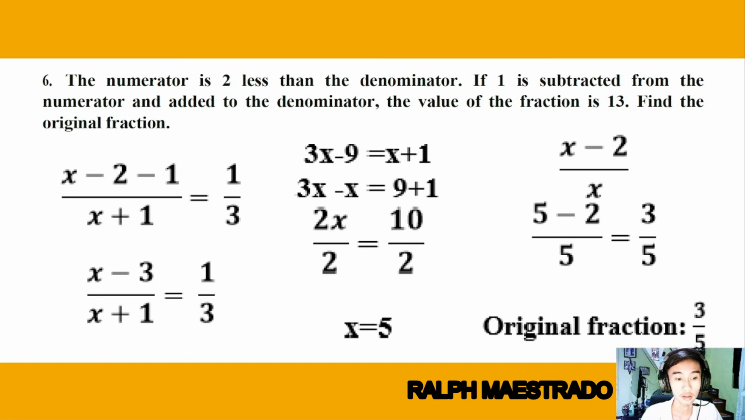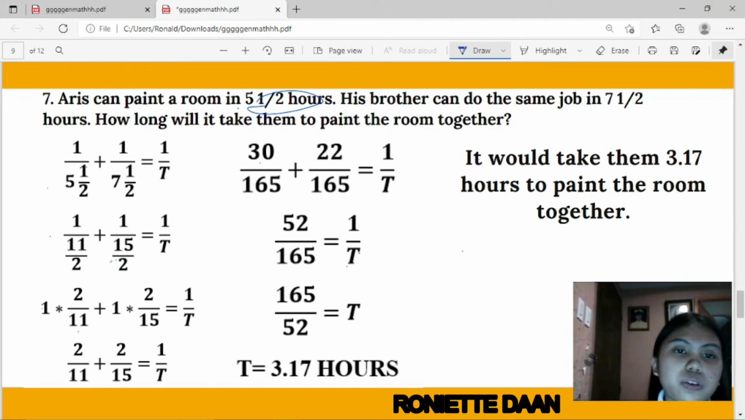After that, we did cross multiplication and then combined like terms and simplified in order to get the value of x, which is 5. Substitute the value of x, which is 5, into the original expression in order to get the original fraction, which is 3 over 5.